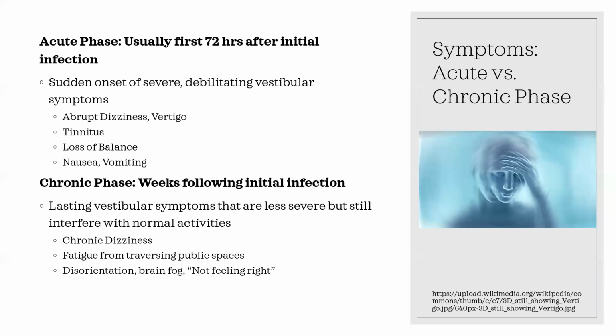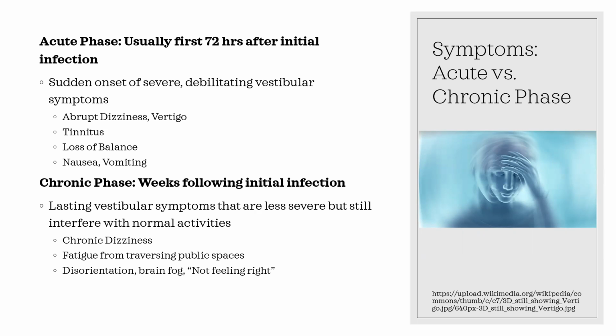So let's get into the symptoms and signs of labyrinthitis and vestibular neuritis. There are typically two phases of presentation, the acute phase being the initial 72 hours after the infection. Typically, a patient will experience extreme, sudden onset of very severe, debilitating vestibular symptoms. And typically, this will be the first indication that an inner ear infection is present, before any type of ear pain or other signs like that.